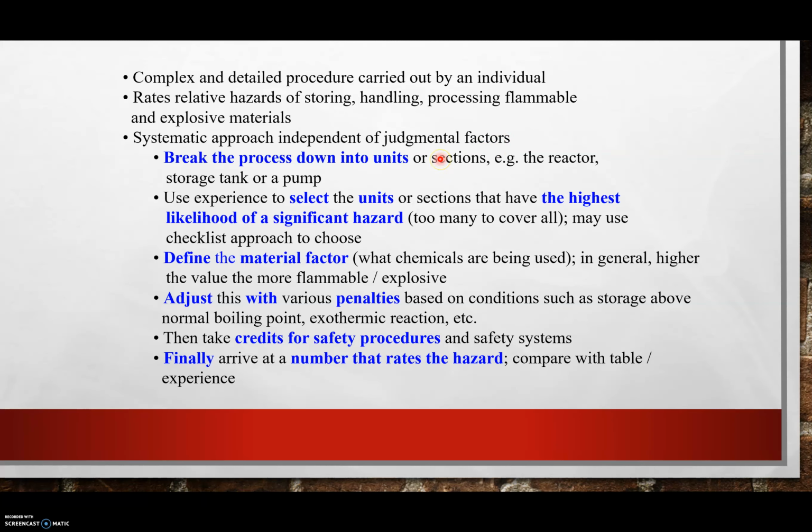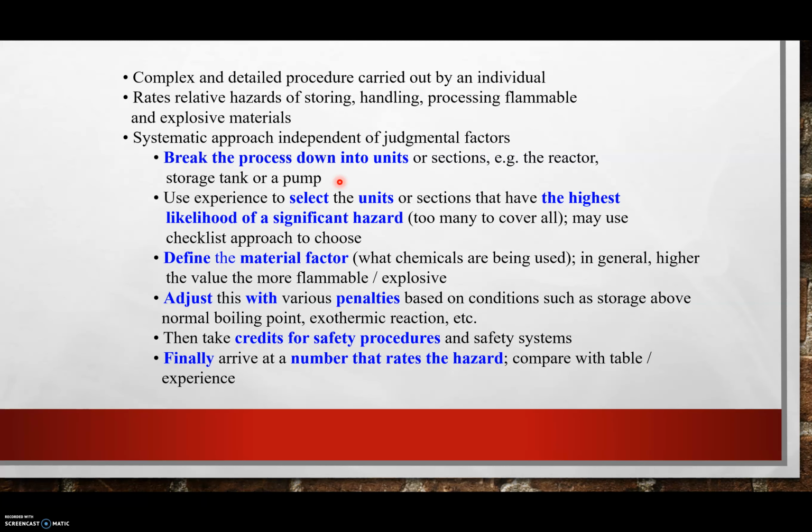The systematic approach for your hazard surveys can be divided into a few steps. The first one is to break the process down into units. That's a very basic one. From your large plant you break it into a few areas or sections. Then from that section you break down into processes, and then into units. So you have your reactor, storage, pump, heat exchanger, column as your units.